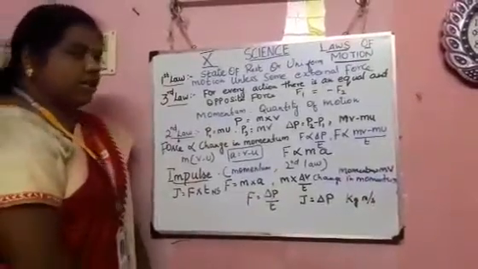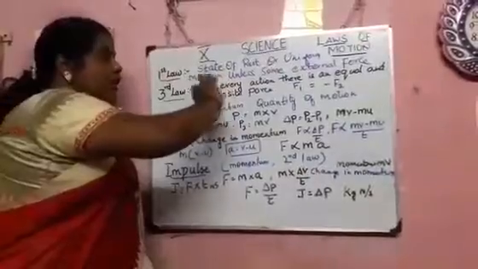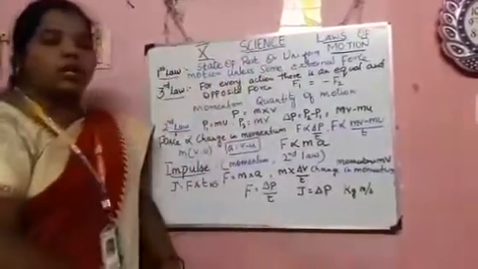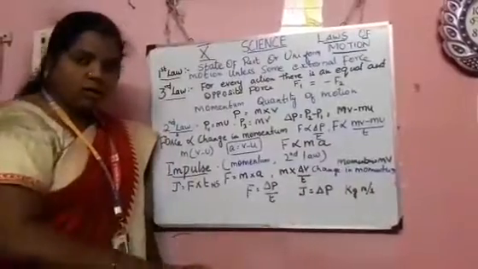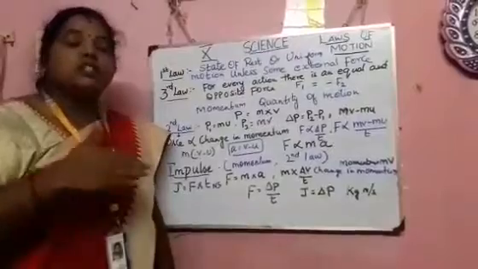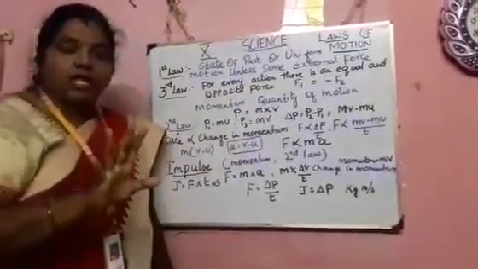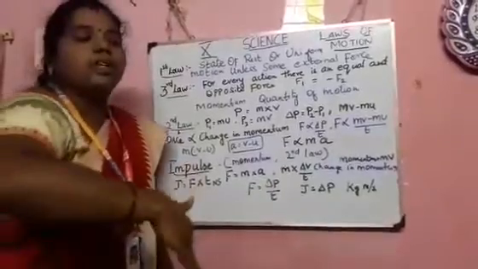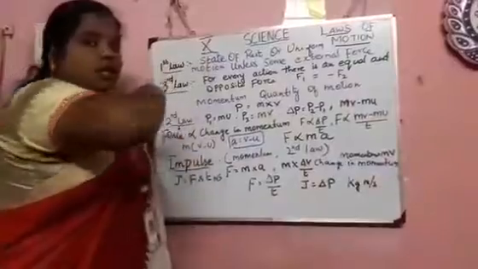Newton's first law states that a body stays in a state of rest or uniform motion unless some external force is applied on it. Okay, let's see the example. If you put a stone on the ground, what happens if you do not kick it? That means if you do not give some force, it stays in the same state. If you kick it, what happens? It changes its velocity, changes its state. That is called Newton's first law.